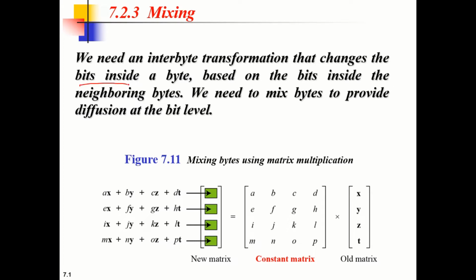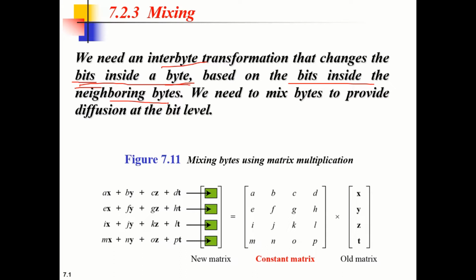that could change the bits inside a byte, because in the previous two operations we have not operated at bit level, we were operating at byte level. So we need an inter-byte transformation which could operate at bit level, making changes in the bits inside a byte. That change must involve the bits inside the neighboring bytes, so the neighboring bytes must also be involved.